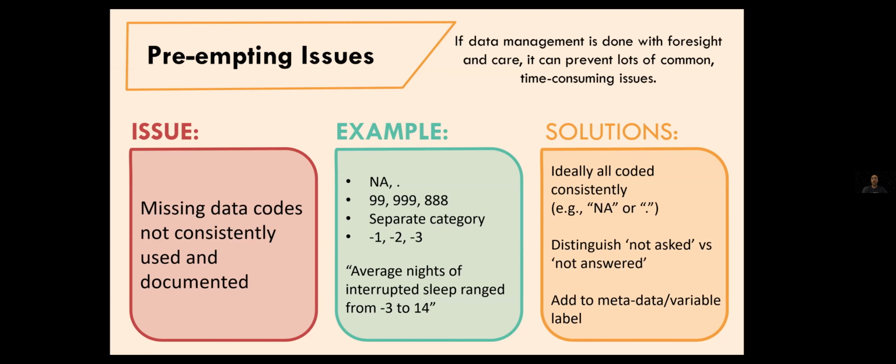And it can be useful at some point to distinguish things like not asked versus not answered or prefer not to answer. So this is something to always keep in mind in your data collection system: how it, one, handles missing codes on its own and how it outputs them, and then how you are defining them in your final data set and data dictionary. Next slide.